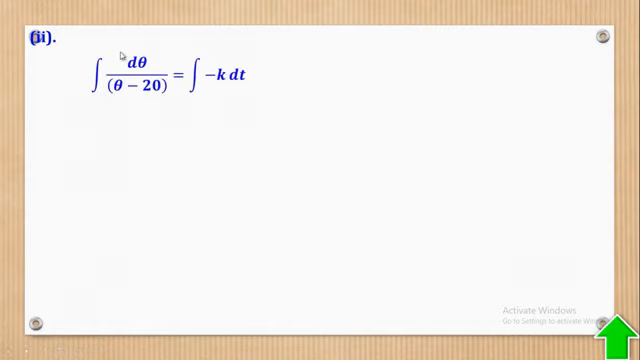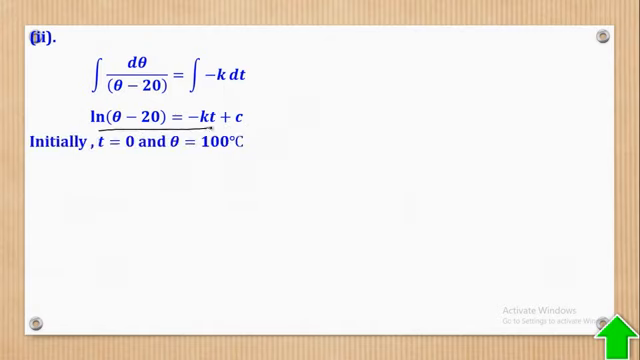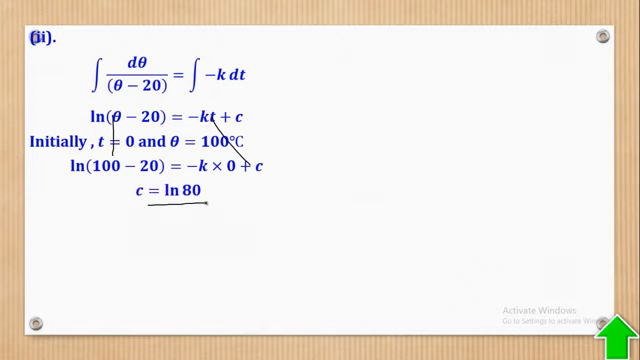So to solve it, we have to separate variables and put integrals on both sides. Then you can integrate, this gives you that and this gives you that, plus a constant. So this is a general solution, but we need the particular solution using the given conditions. So initially t is equal to 0 and theta is 100 degrees Celsius. So we'll substitute for theta and for t to be able to get c as ln 80. Then that means that this equation becomes that.